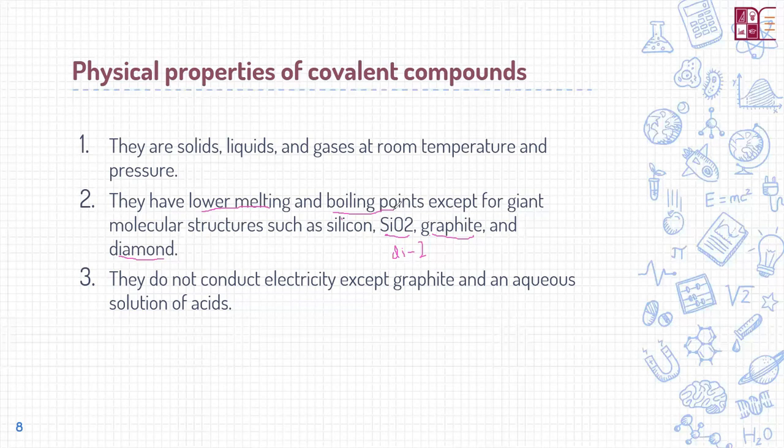So an aqueous solution of acids is going to conduct electricity, because when they dissolve in water, the bonding is going to change from covalent to ionic. Whenever the molecules dissociate in water, they form ions. So the bonding converts into ionic bonding, right? Which is why they will be able to conduct electricity. Right. I hope this is all clear up to now.